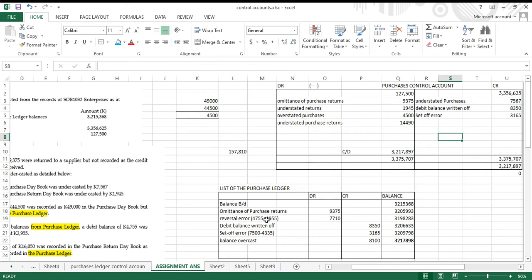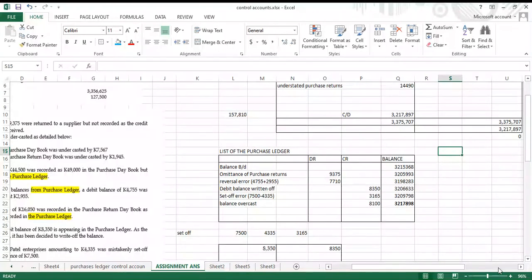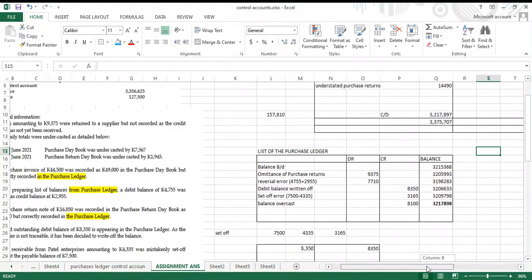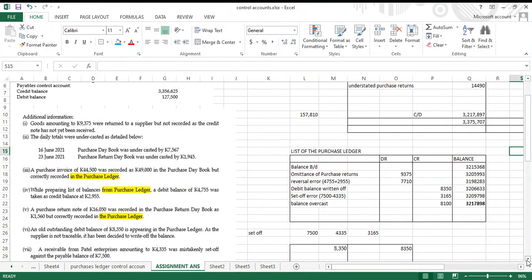So the set off error, we're going to credit our purchases control account. And this set off error is also going to affect the purchase ledger. So you credit the purchases ledger 3,165, because the set off was done wrongly. So it will affect both the control account and the purchase ledger.